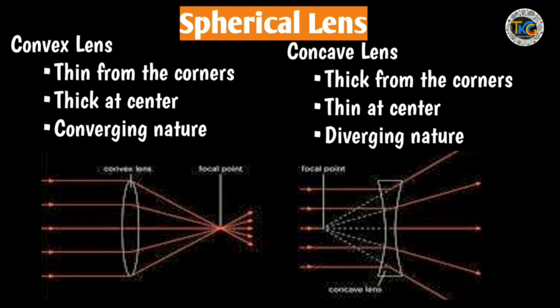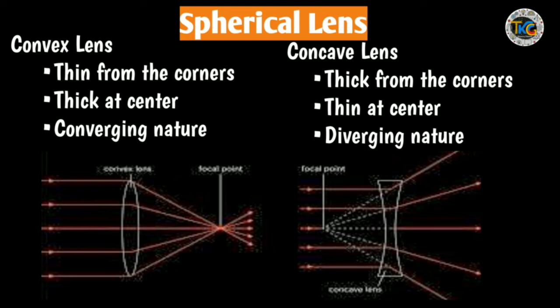Now what is a concave lens? A concave lens is thick at the corner and thin at the middle portion. This type of lens has a nature called the diverging nature. And what is diverging nature? When rays of light parallel to the principal axis pass through the lens, they diverge, never meeting at a particular point. They deviate, and this nature is called the diverging nature, which is seen in a concave lens.